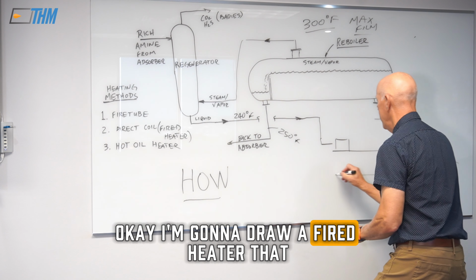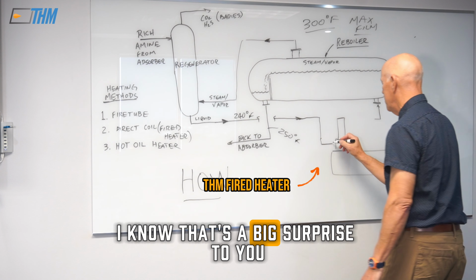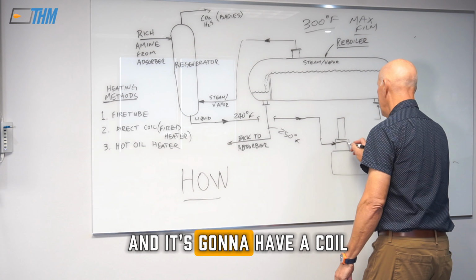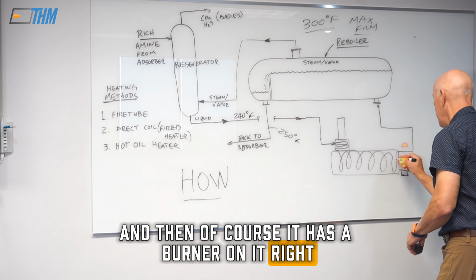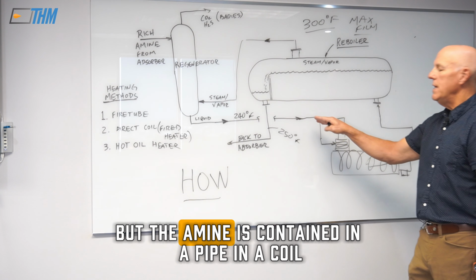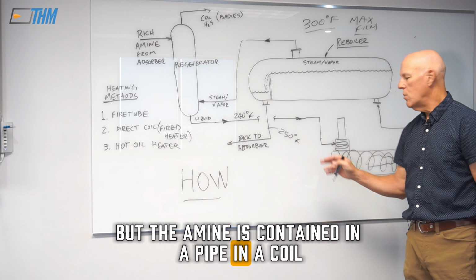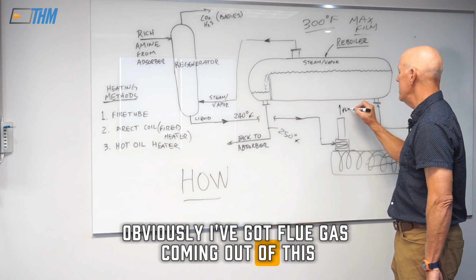Okay, I'm going to draw a fired heater that happens to kind of look like a THM fired heater. I know that's a big surprise to you. It's going to have a convection coil and a radiant coil, and then it comes out, and then we're going to go back in to here, and of course it has a burner on it, right? That burner is inside of that radiant coil, but the amine is contained in a pipe, in a coil, and I'm directly heating the amine. Obviously I've got flue gas coming out of this.